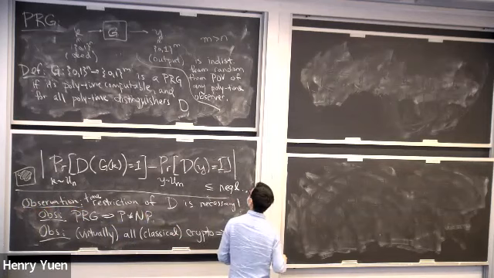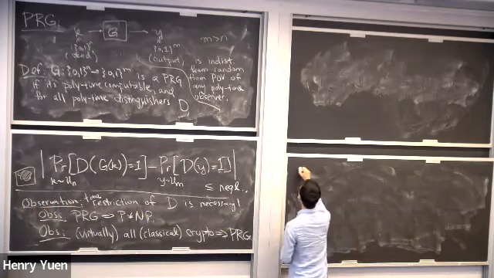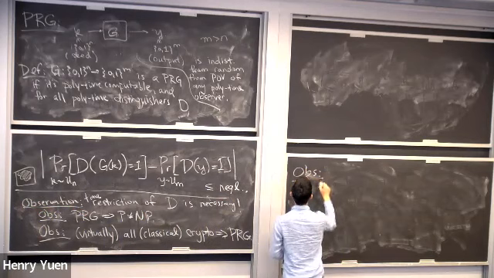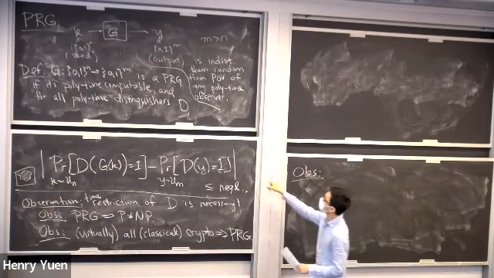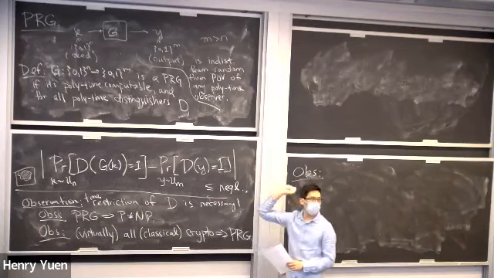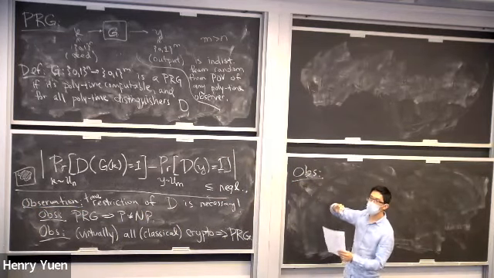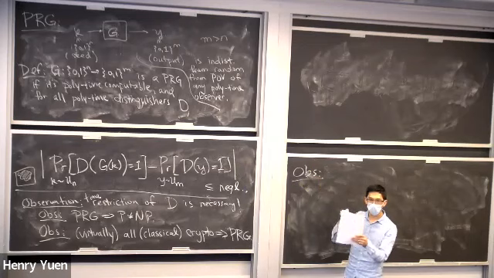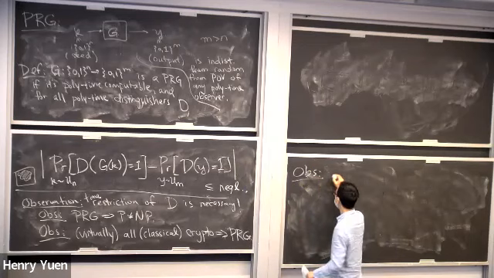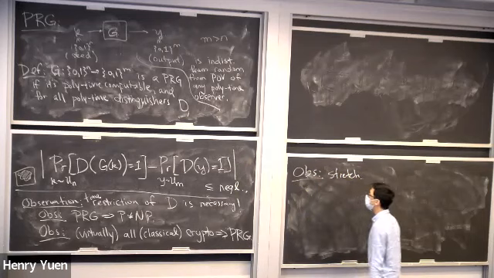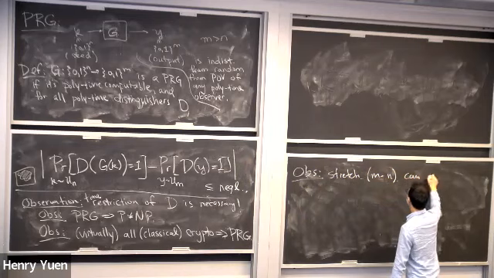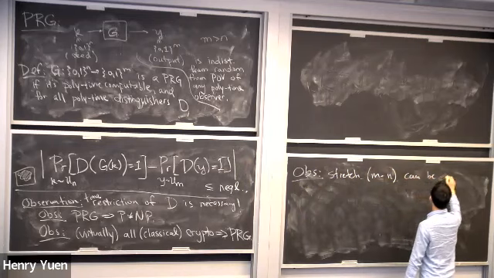Another observation. The difference between the output length and the input length, we can call it the stretch, because you're stretching n bits to m bits. And in the context of crypto, the stretch, which is the difference m minus n, can be any polynomial.